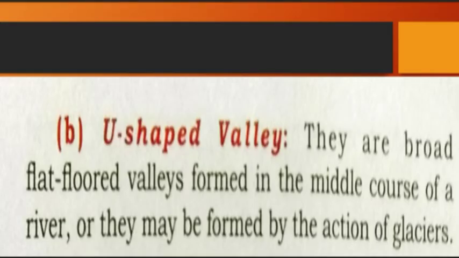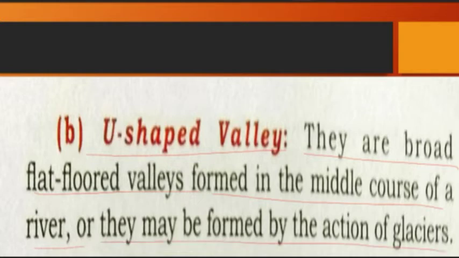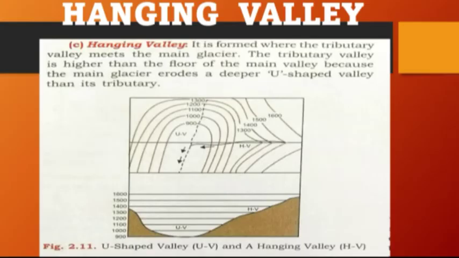Now the U-shaped valley. They are broad, flat-floored valleys formed in the middle course of a river, or they may be formed by the action of glaciers. They can be formed by a glacier or by a river, and they are U-shaped and broad, with a flat floor. Now hanging valley. A hanging valley is formed where a tributary valley meets the main glacier.